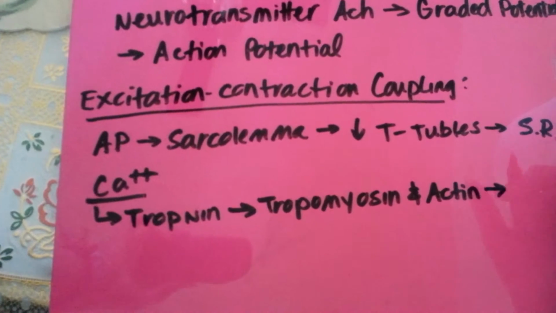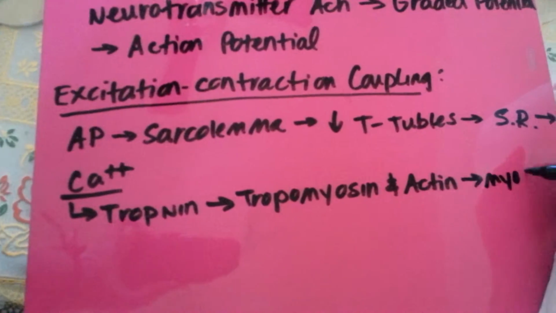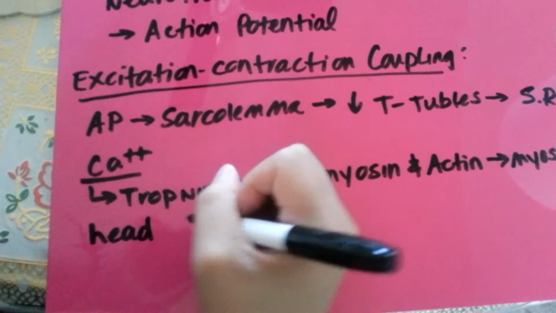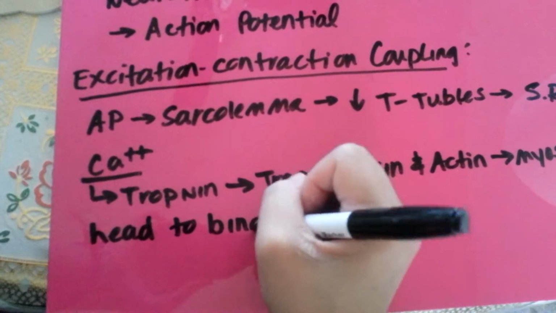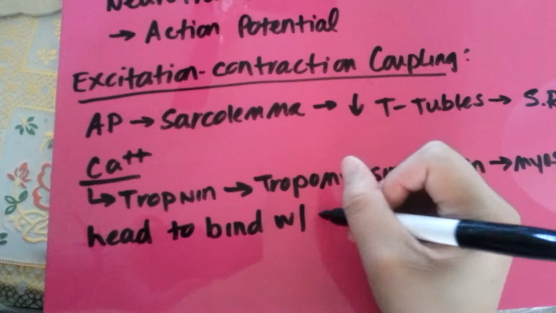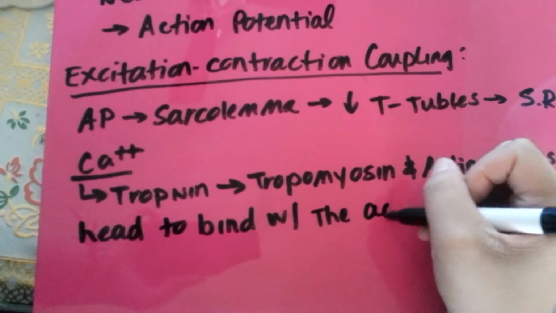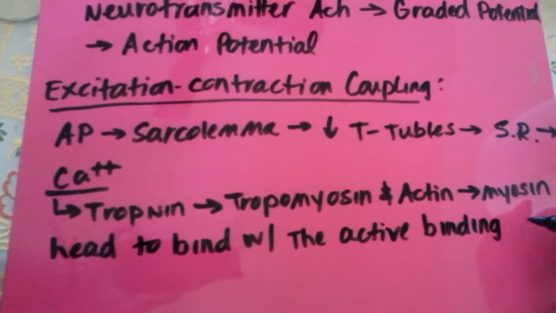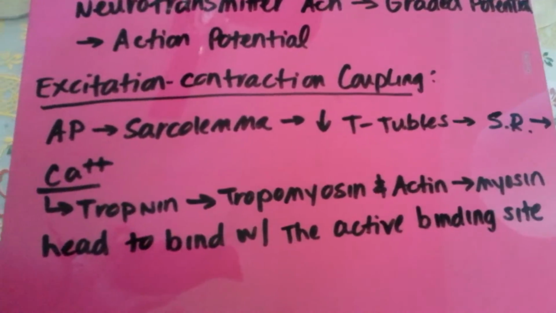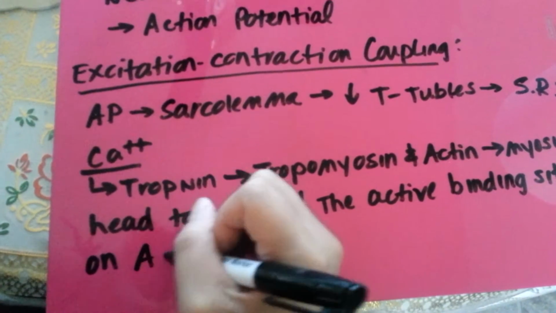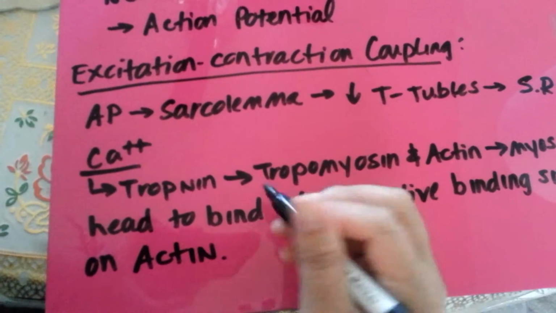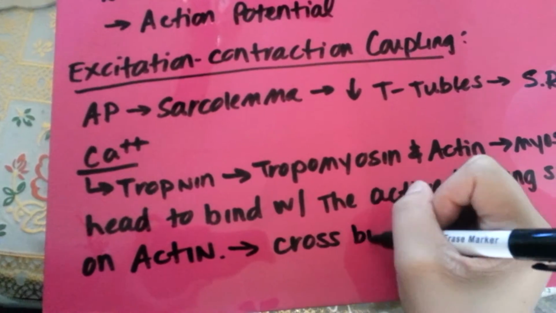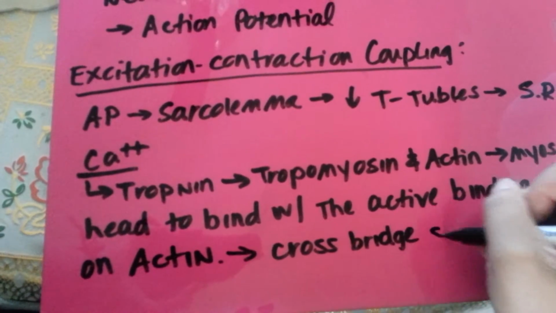And that allows the myosin head to bind with the active binding site on actin. And that is called the cross bridge cycle.